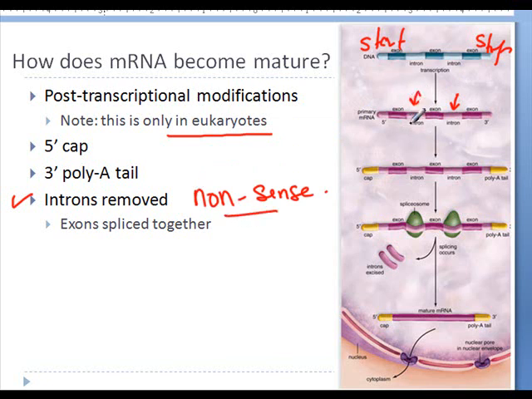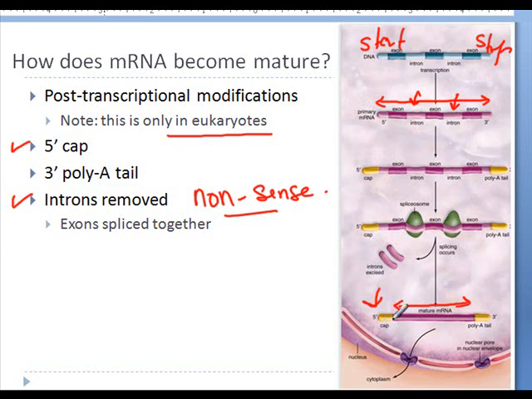There are enzymes that will come and chop these introns away, and once the introns are removed, it starts joining the exons, which are the coding sequence. So if the length is this long for the immature mRNA, the mature RNA is going to be shorter because the introns have been removed. So that's number one.